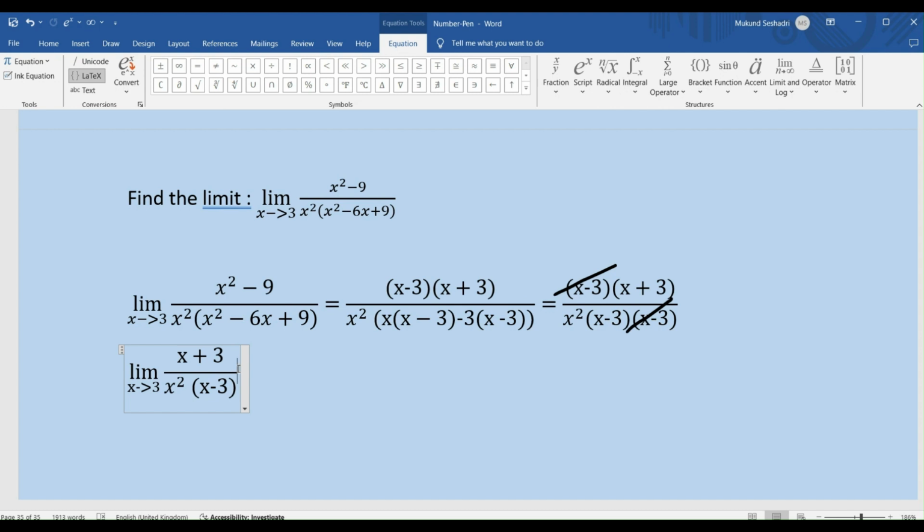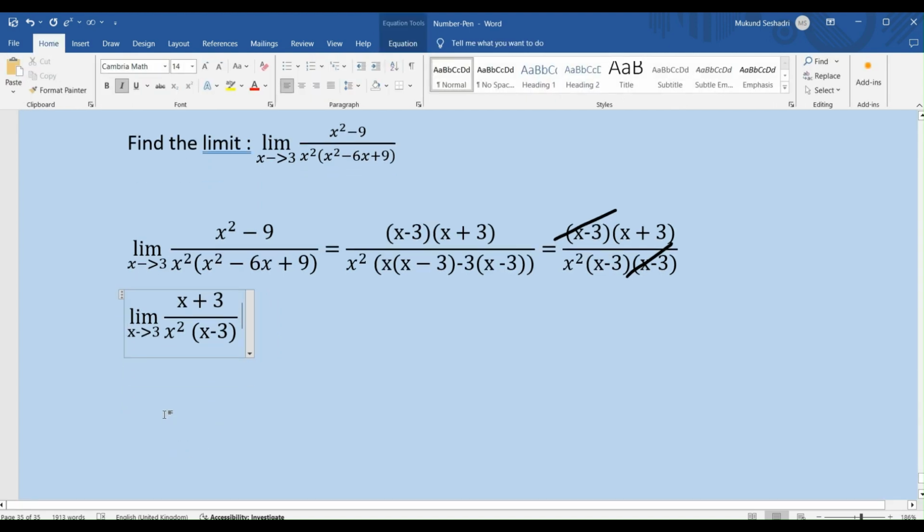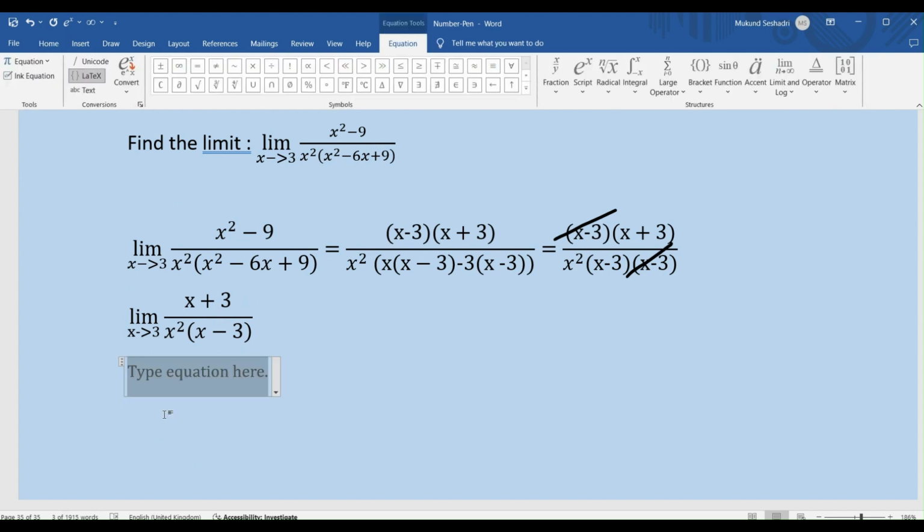Now we know that when x is extending to 3, we have a left hand limit and a right hand limit, right? So I'm going to do this quickly here. So let's evaluate LHL. And what is LHL? I'm going to write it in the next line. My LHL equals x tending to 3 minus h, right? Where h is tending to 0.